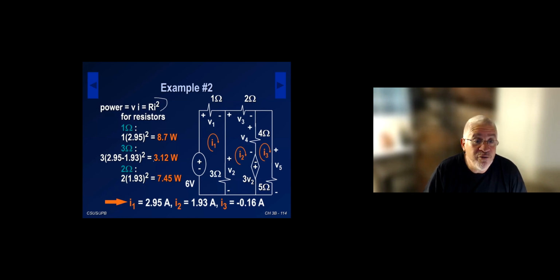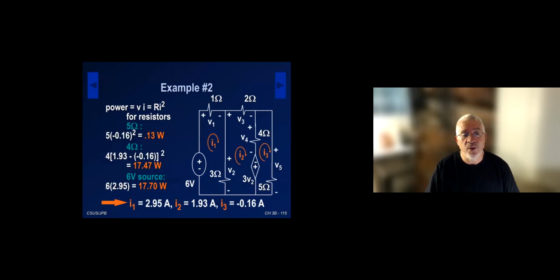So I have the mesh current, so I'm going to calculate the power for each resistor. And that's what I do for that. And now we go on to the sources here. Okay, for the 6-volt source, we have to satisfy the active sign convention, which I1 actually does. So the power for the 6-volt is 6 times I1. So I didn't have to put a minus sign because the current is entering the negative terminal.